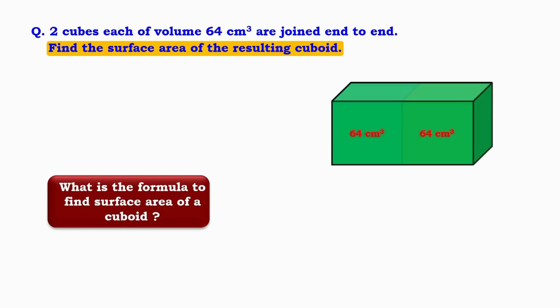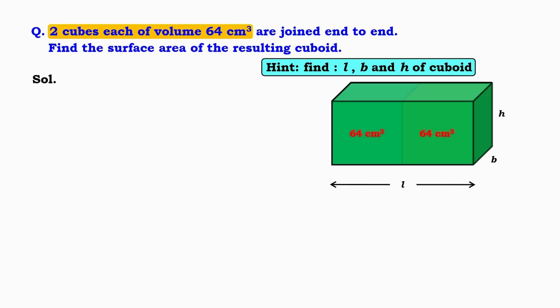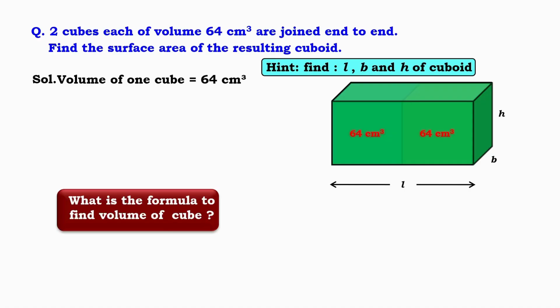Now what is the formula to find the surface area of the cuboid? That is equal to 2 into LB plus BH plus LH. Right. Now first we need to know the values of L, B and H of the cuboid. So how are we going to find that? Here the volume of one cube is given, that is 64 centimeter cube.